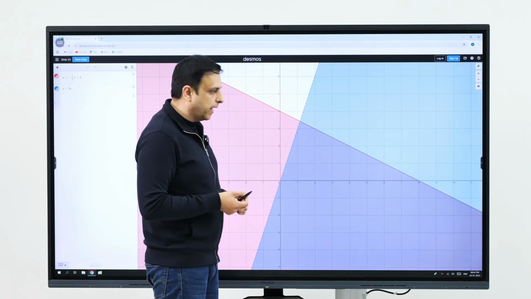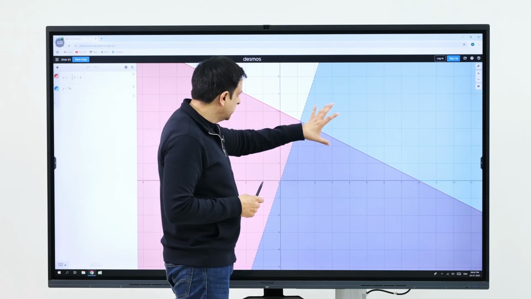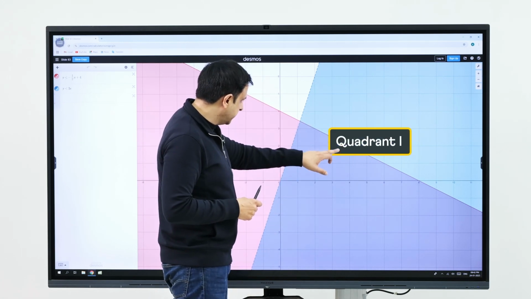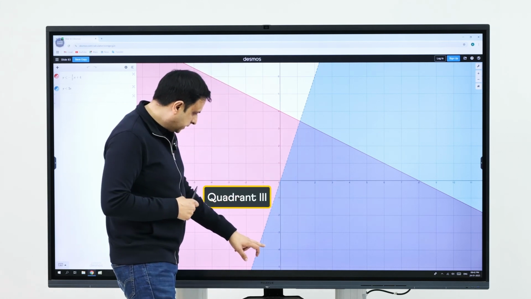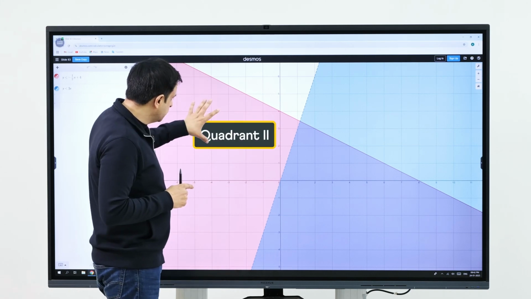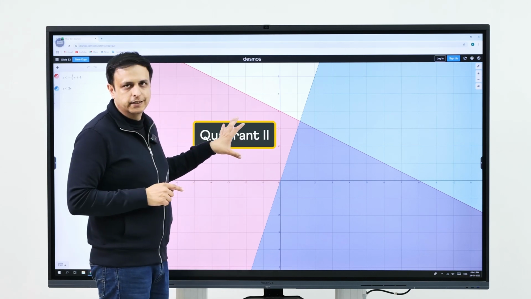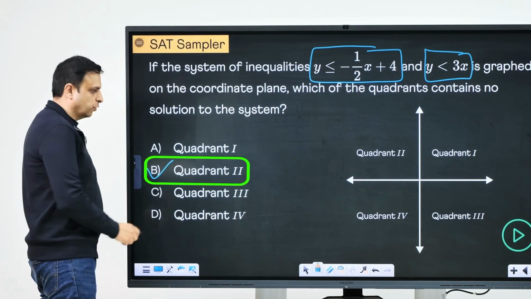So which quadrant has no point in this common region? Well, quadrant 1 clearly has points in this region, quadrant 4 has points in this region, quadrant 3 also has points in the common region, but quadrant 2 has no points in the common region. So the answer to our problem is B, quadrant 2.